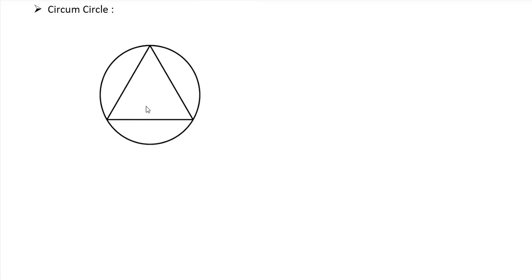If we draw a perpendicular bisector to each of the sides of the triangle, then the point at which all the three perpendicular bisectors meet will be called the circumcenter. Now what is a perpendicular bisector? A line which is both perpendicular as well as divides the side into equal parts is called a perpendicular bisector. So this is perpendicular and it is passing through the midpoint of this side.